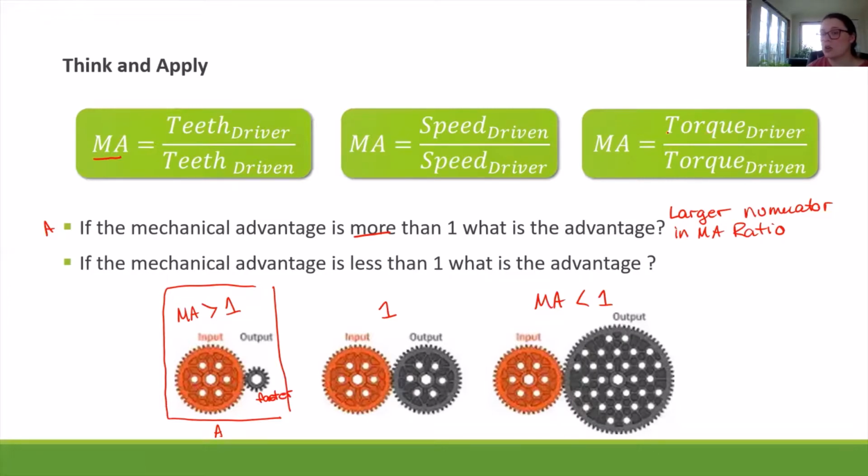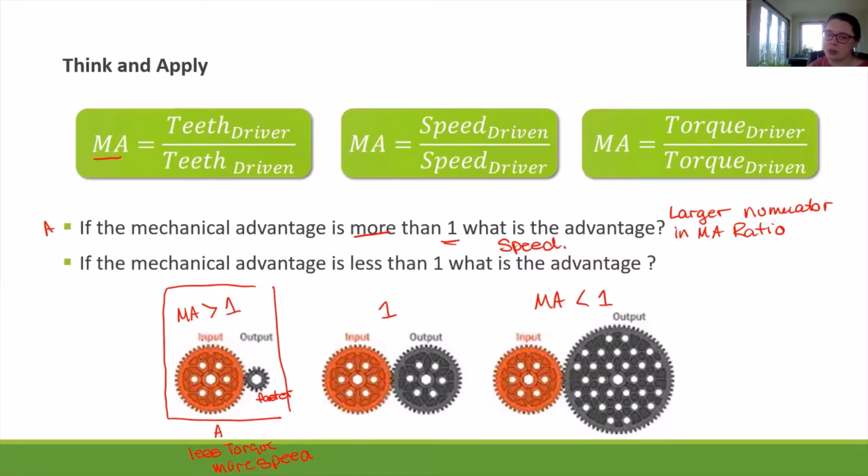Let's look at torque. It says the torque on the driver gear is the largest. So is there a torque advantage? No, because the torque is going to be less on the output gear. So this one has less torque, but more speed. So what's the advantage when you have a mechanical advantage more than one? It's a speed advantage. Okay.